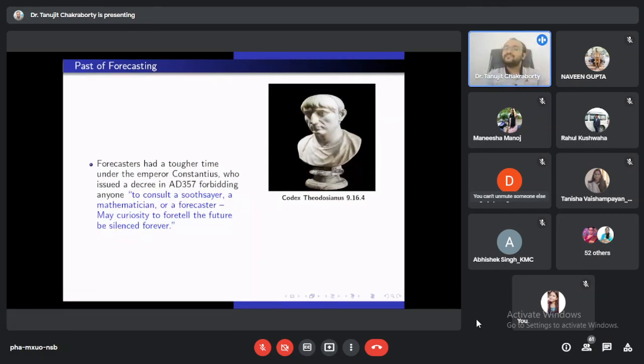But all of this was happening, and some people started pushing back. Just like Codex Theodosius, back in AD 357, which particularly told people not to consult any mathematician or forecaster or soothsayer. If you did that, you would face a penalty, and it could be a death penalty as well. So at that time, forecasters, or those who talked about the future, had a really tough time.